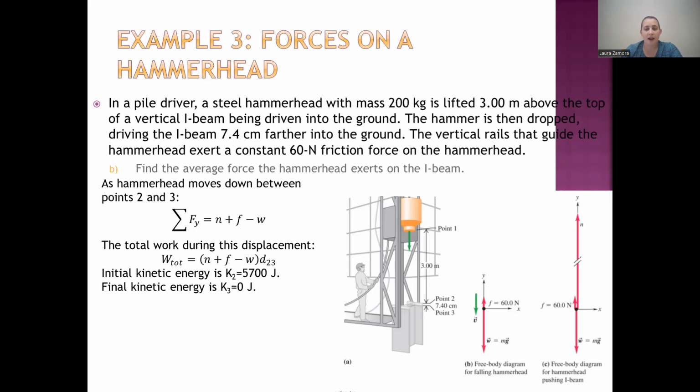After the hammerhead drives the I-beam into the ground, it can only drive it so far and then it will stop moving. So it'll only drive it 7.4 centimeters and then it will stop. That means the final kinetic energy, the kinetic energy after it's driven in 7.4 centimeters, is 0 joules because it is no longer moving.